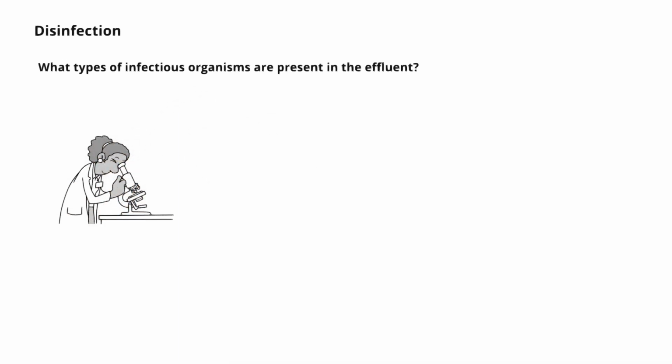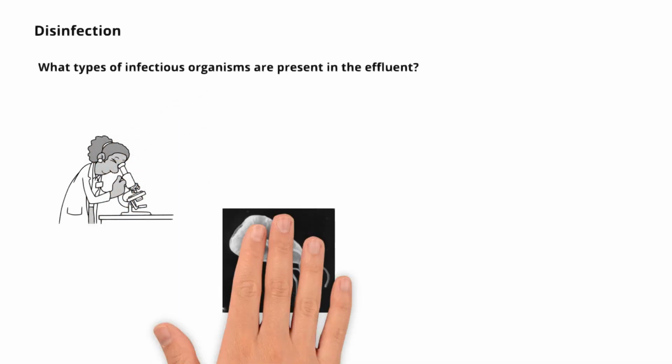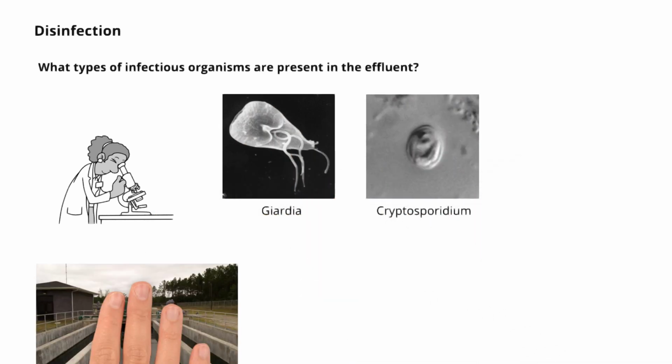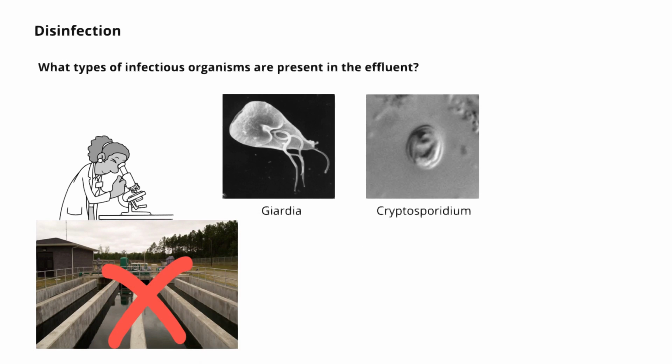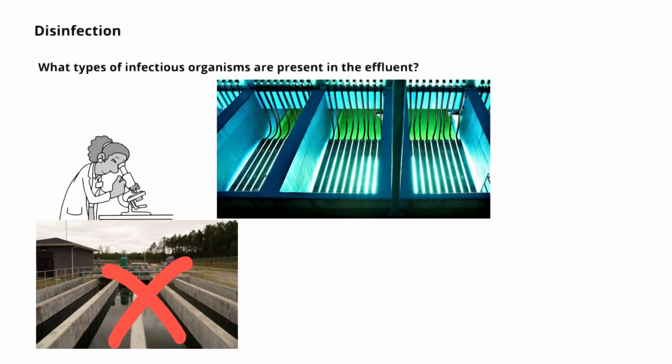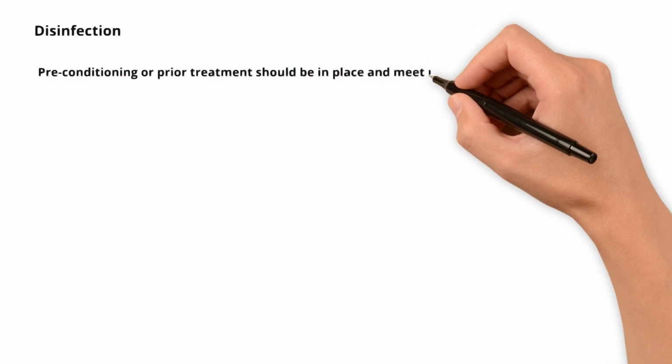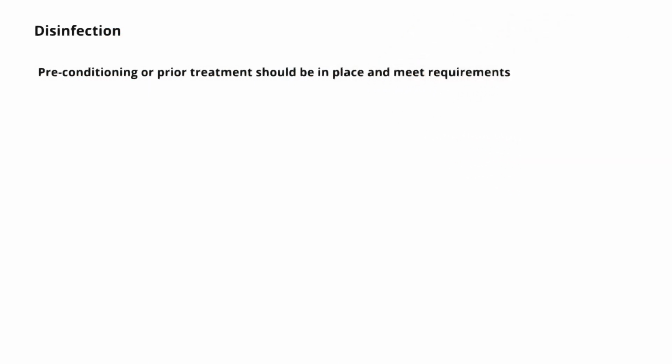For instance, if a high presence of parasites, such as Giardia or Cryptosporidium, can be expected, chlorination is ineffective and not a suitable disinfection method. Instead, UV radiation is an effective alternative. Next, the preconditioning or prior treatment should be in place and meet requirements for efficient disinfection.